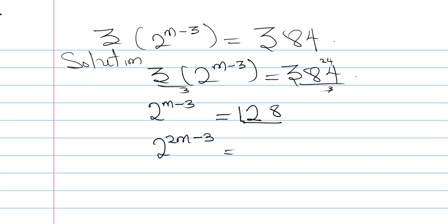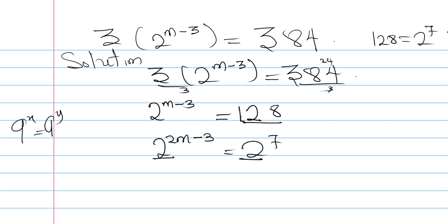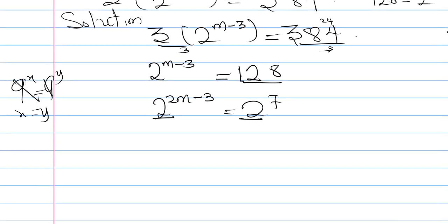The index form of 128 is equal to what? 2 raised to power 7, right? Okay. Now here we can have 2 raised to power 7. This is the same thing here, right? When you have something like a raised to power x equal to a raised to power y, the bases cancel and x equals y. The same thing is applicable here.